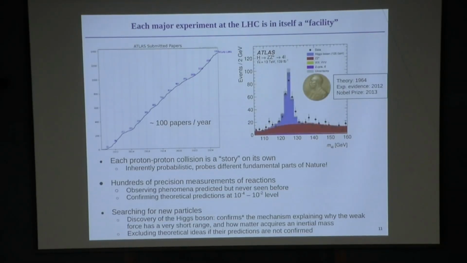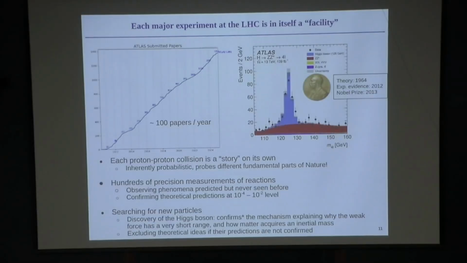One, in the upper left, is how many papers the ATLAS collaboration, which is one of the major experiments that I work on, has produced through the years. And you see that we have produced more than 1,400 papers that have been published in peer-reviewed journals, which means around 100 papers per year. So these are large collaborations, but the physics that we are after is also really broad, and that allows a large number of publications.